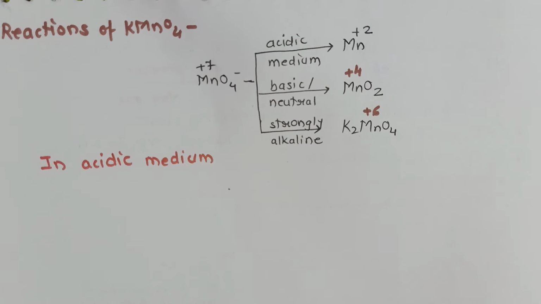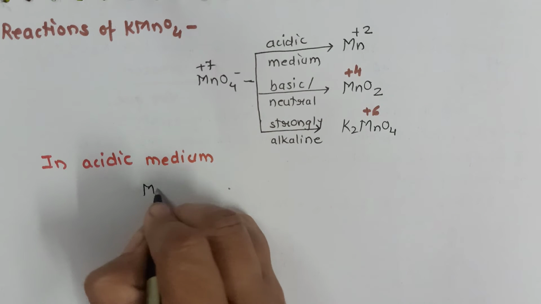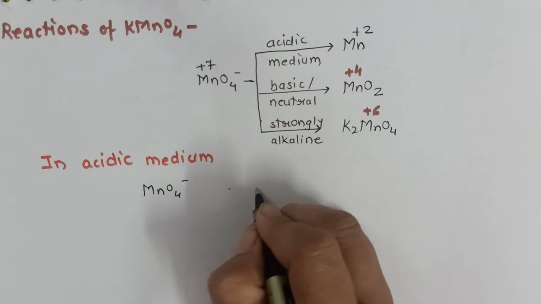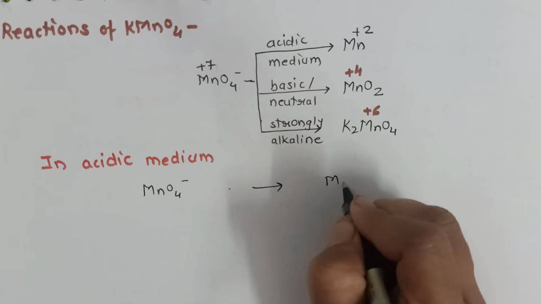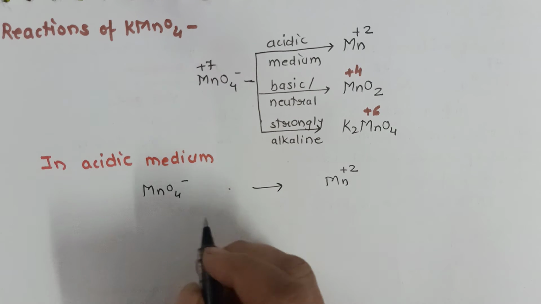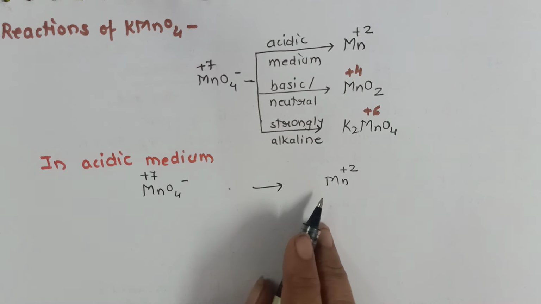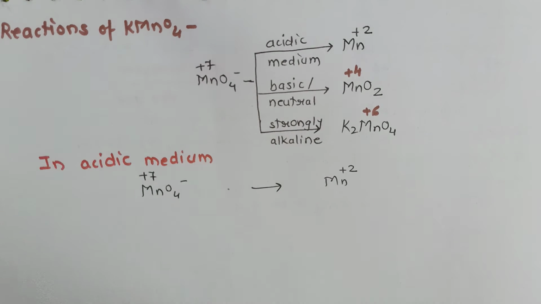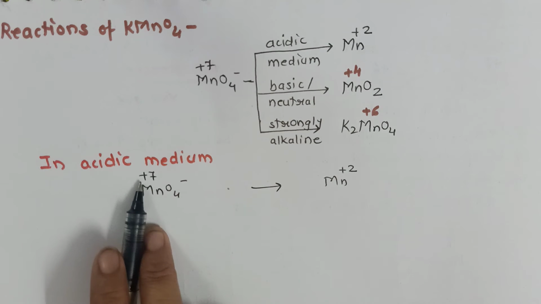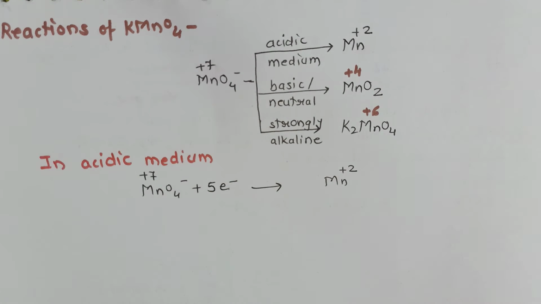So in acidic medium, as I told you, MnO4 minus gets converted to Mn plus 2. The oxidation state of manganese in MnO4 minus is plus 7. So first of all, we'll balance this equation. Now it is getting converted from plus 7 to plus 2. That means it must have accepted 5 electrons.